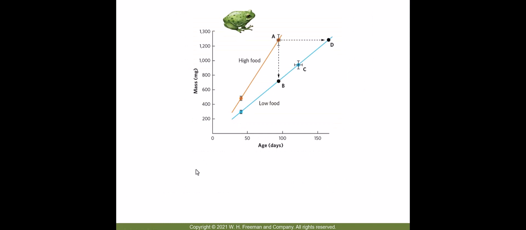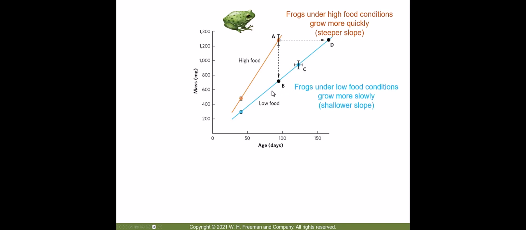Looking at change in body mass over time, so we're looking at the growth. We see that frogs that are grown under high food conditions grow more quickly, so this is a steeper slope, so that's a faster growth rate. If we look at the blue line, this is low food conditions. They're growing more slowly because that's a shallower slope, so the growth rate is less on the blue line. With higher food, they grow faster.